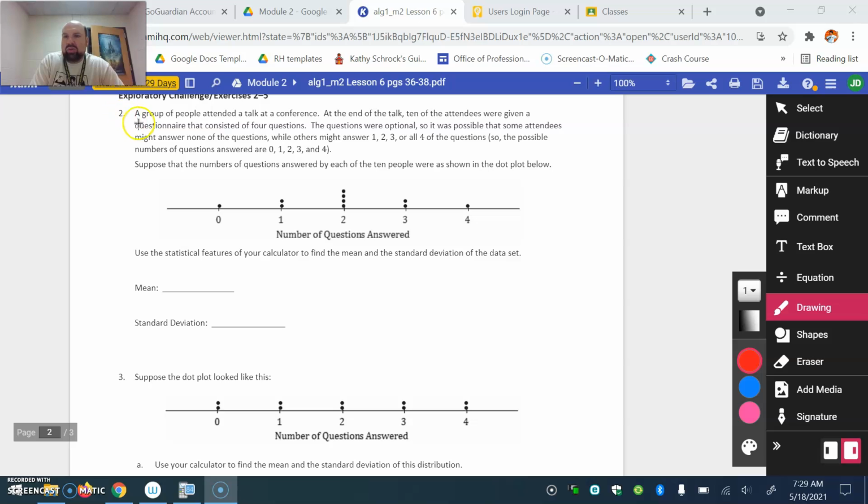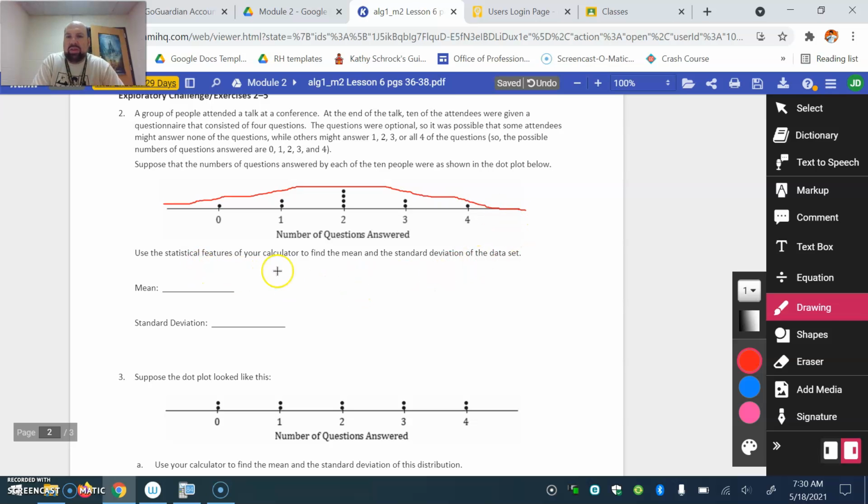All right, question 2. A group of people attended a talk at a conference. At the end of the talk, 10 of the attendees were given a questionnaire that consisted of 4 questions. The questions were optional. So it was possible that some attendees might answer none of the questions, while others might answer 1, 2, 3, or all 4. So the possible numbers of questions answered were 0, 1, 2, 3, 4. Suppose that the number of questions answered by each of the 10 people were shown below. So we have a nice symmetric dot plot here.